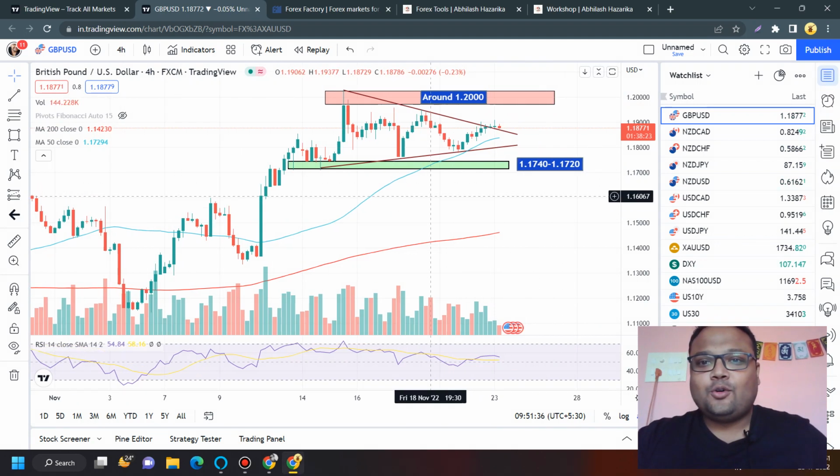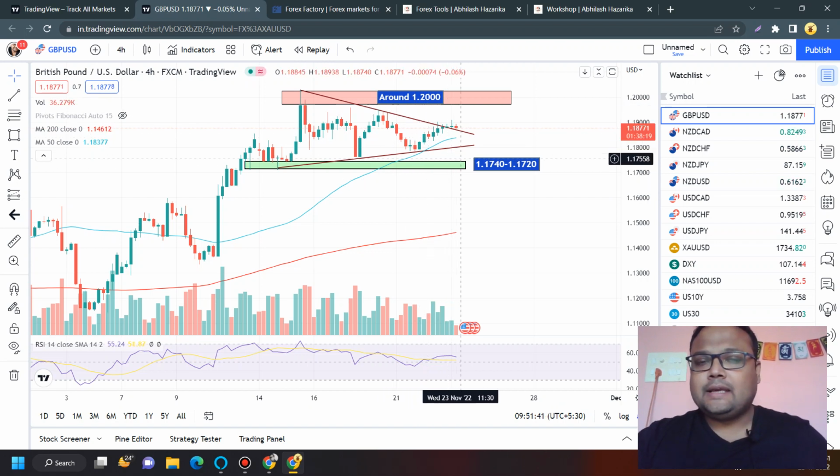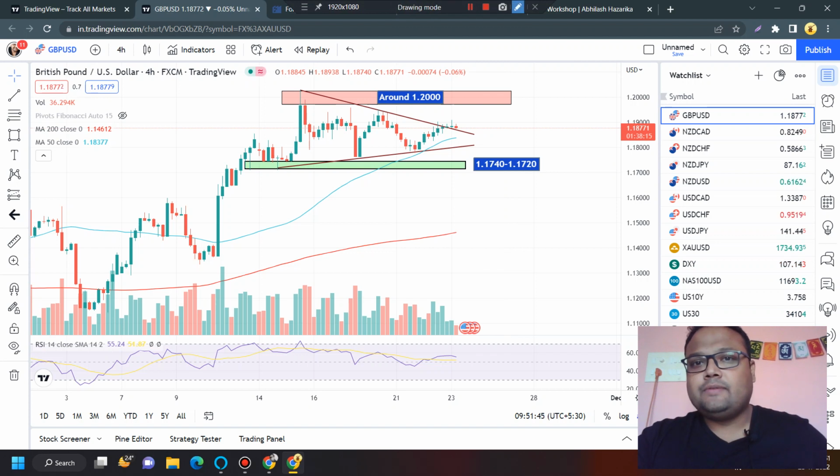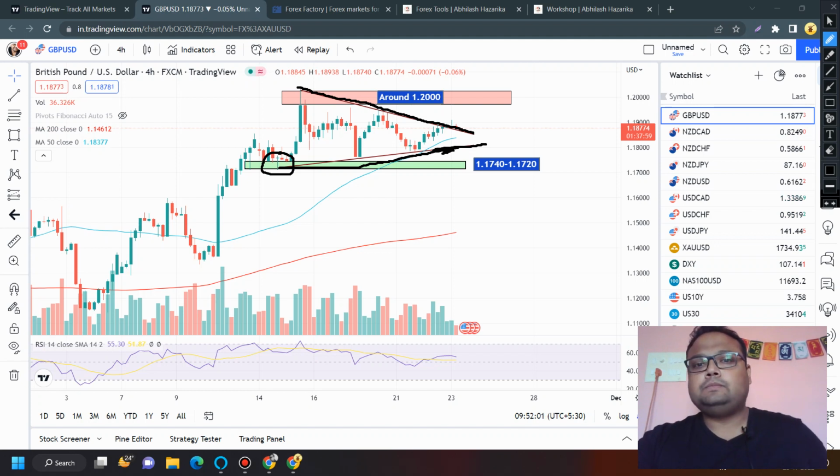Overall, the big levels on the chart of GBPUSD are, in case the market comes down, 1.1740 and 1.1720. Because of previous price rejection, we may expect that the market will take support. But as of now, the market is trading inside this triangle. So yes, we may get a buy opportunity if the market bounces from the line at the bottom. If it breaks it, then this level will come to the rescue. As of now, these are the levels.